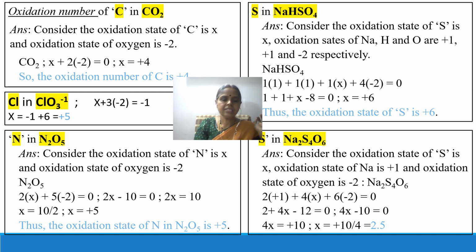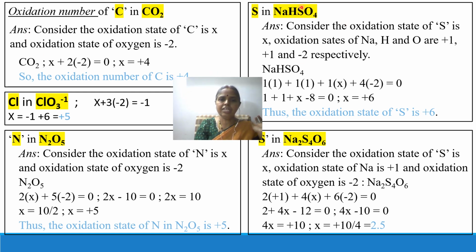Let us see the oxidation number of carbon in CO2. Oxygen is -2. How many oxygens are there? There are 2 oxygens, so 2 into -2 is -4. Let us consider the oxidation state of carbon to be X. Because carbon dioxide is a neutral compound, the sum total of oxidation states should be equal to 0. So, X plus 2 into -2 is equal to 0, so X is equal to +4. The oxidation number of carbon in carbon dioxide is +4.